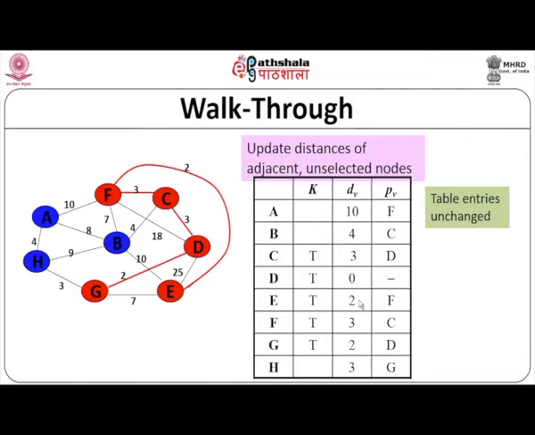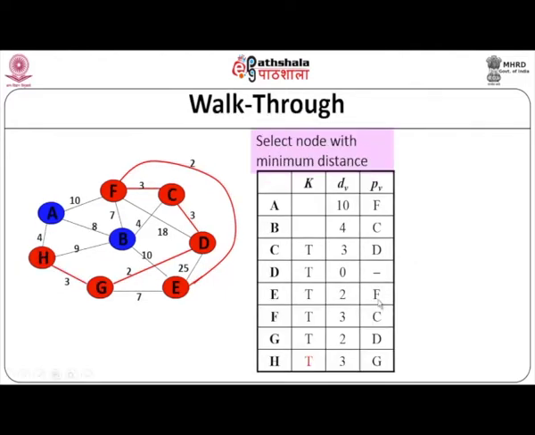So, the table entries are not changed. Now, you have to again select a node with the minimum weight. A, B and H are the only nodes, of which H has the least. So, from G you have to select H. So, that is what is selected. From G you select H.